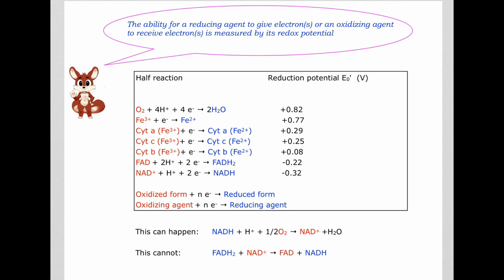What about the second reaction? Here we are trying to give electrons from FADH2 to NAD. So we're going from FADH2 to NAD. We are going from a higher number to a lower number. So in this case, this reaction cannot happen.